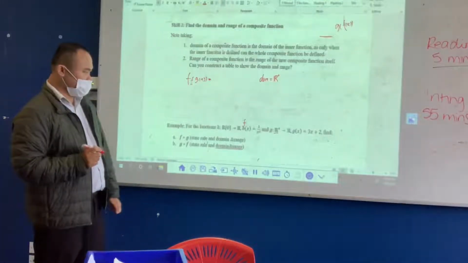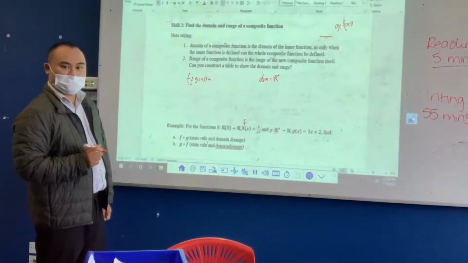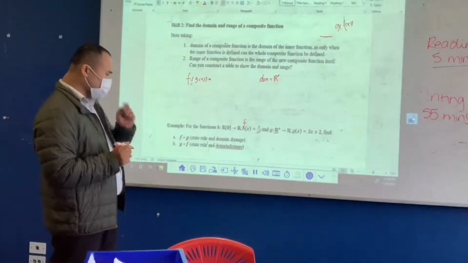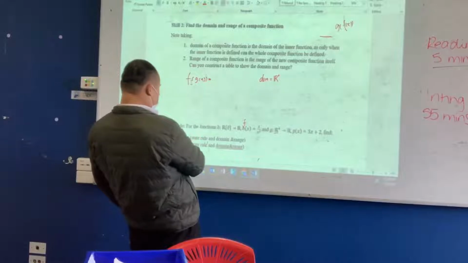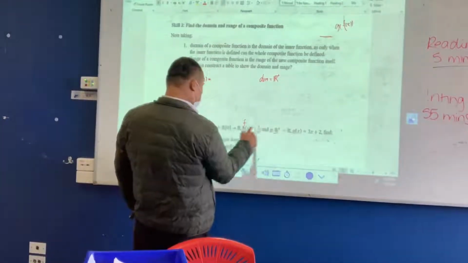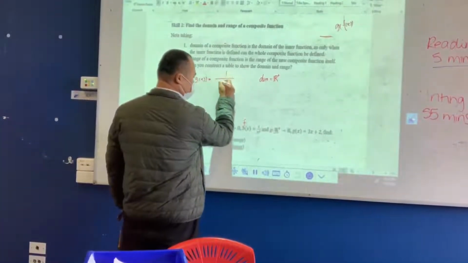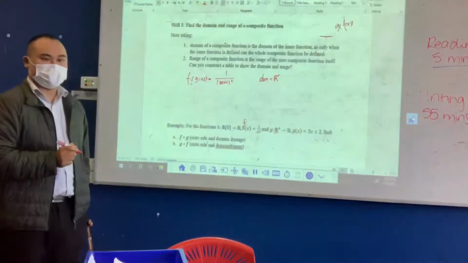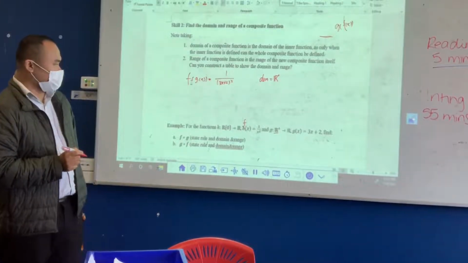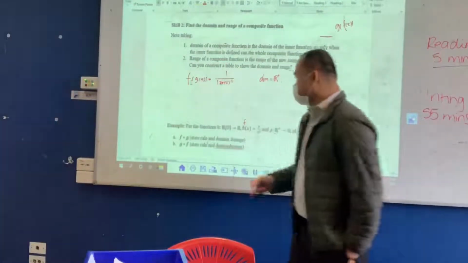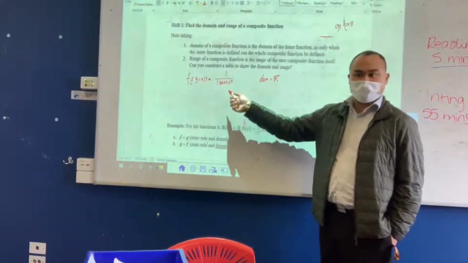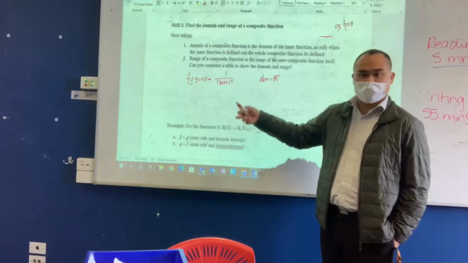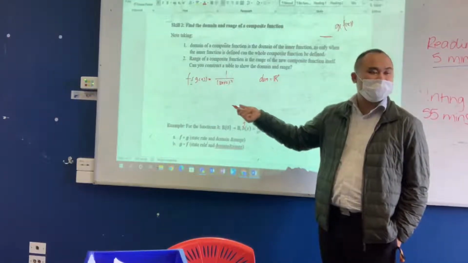So g(x) is this one, h(x) is that one, so that would be (3x + 2) squared. Does it make sense? Okay, and for this one, what is the range for it? What kind of shape is it? Is it hyperbola, truncus, square root, cubic, parabola? It's a truncus, right?